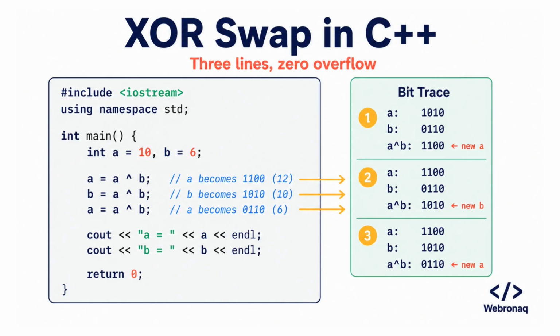Step 2. B equals A caret B. The new A is 1100. XOR it with B, which is still 0110, and we get 1010. That's 10, the original value of A. So B is now 10. Half the swap is done.